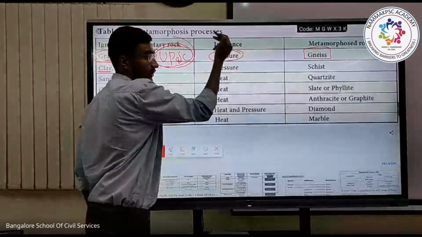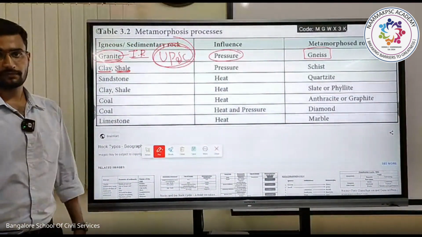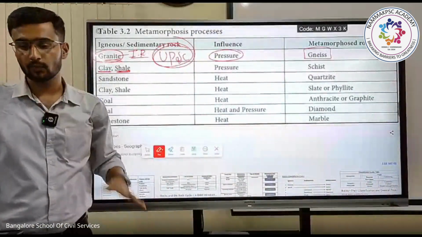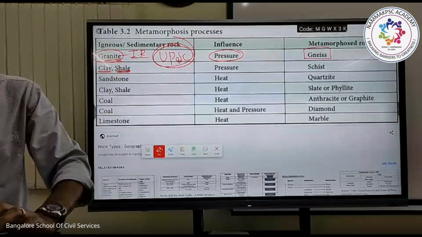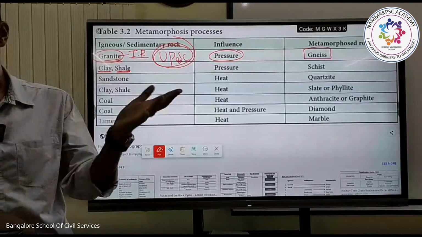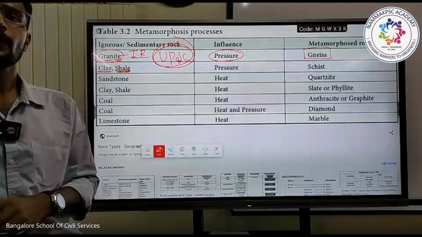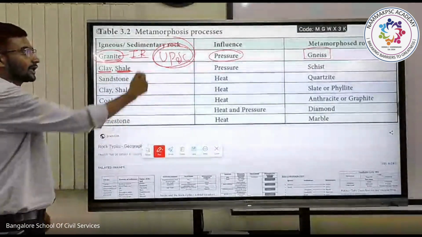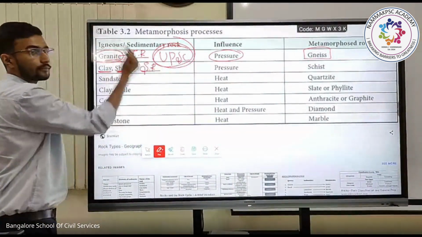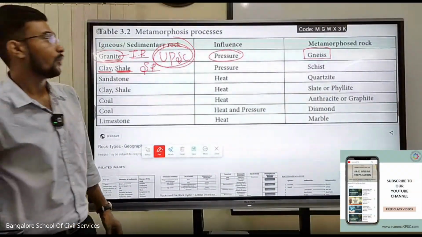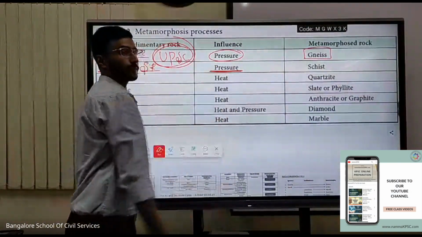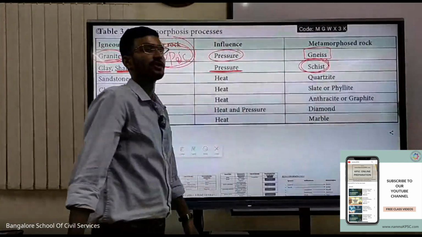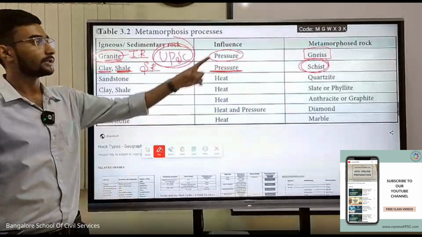Via pressure. When pressure is imposed on this granite, it automatically converts into gneiss. First one, igneous rock. Second one, clay and shale. Clay and shale is a sedimentary rock. When we impose pressure, what happens? Obviously, it gets converted into schist.